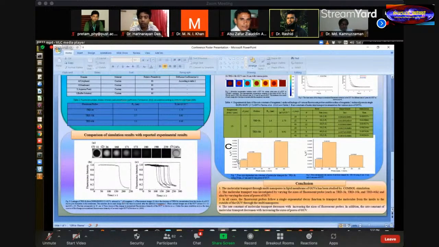So in all cases, the fluorescent probes follow a single exponential decay function to transfer the molecules from the inside to the outside of the GUV through the multi-nanopores, which satisfies the experimental results.